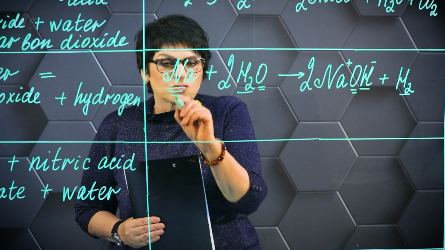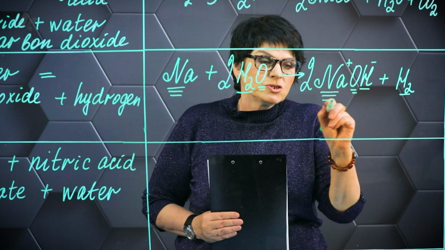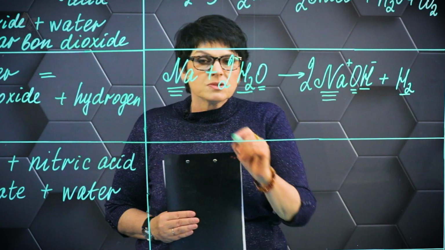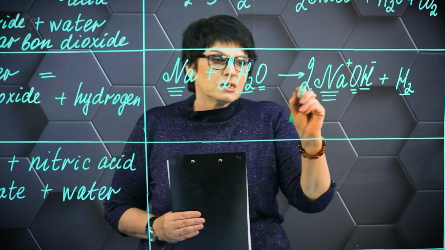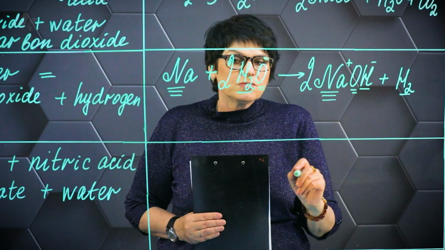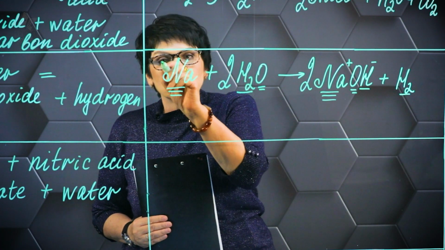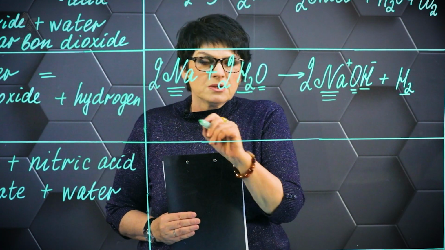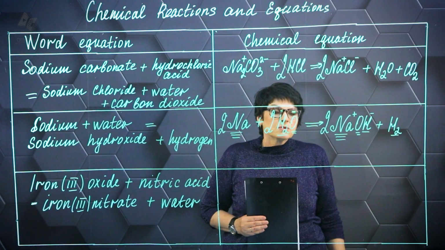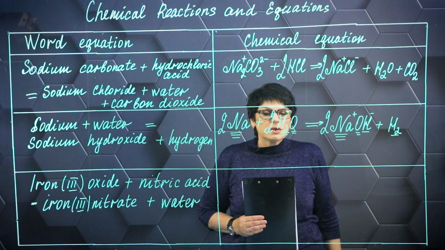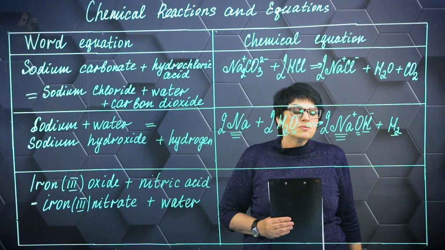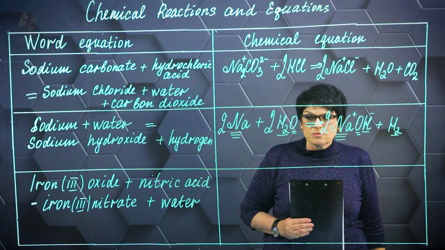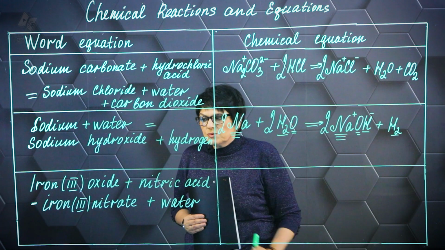Sodium remains. Okay, since this equation is more complex, let's emphasize the balancing sequence. On the left side there's sodium 1, and on the right side there's 2 of it. So we'll have to put a coefficient of 2 in front of the sodium formula. Our equation is balanced. 2Na plus 2H2O equals 2NaOH plus H2. Moving on to the third example.